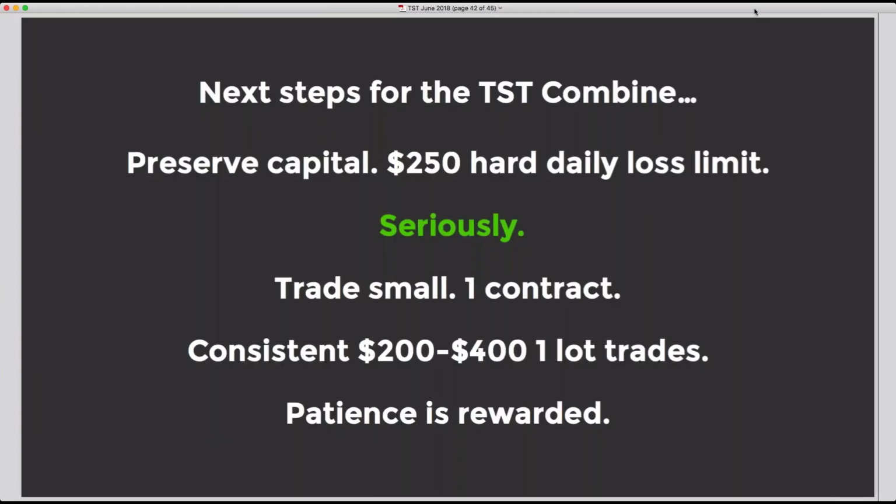So in terms of the TopStep Combine, I'm going to reiterate, preserve your capital. You can have a very small daily loss limit because we are trading with 4 ticks, 5 ticks of risk. On ES, we're risking $50 a trade. So you don't need to lose $500 a day. If you lose 200, you've got 4 trades wrong in a row, you stop. You can trade small one contracts, and you can consistently achieve 200, 300, 400 bucks off one lot trades.